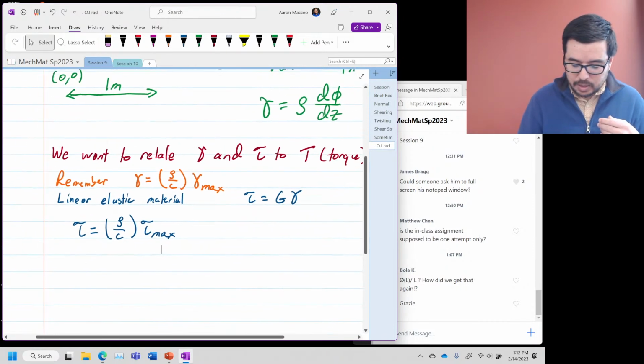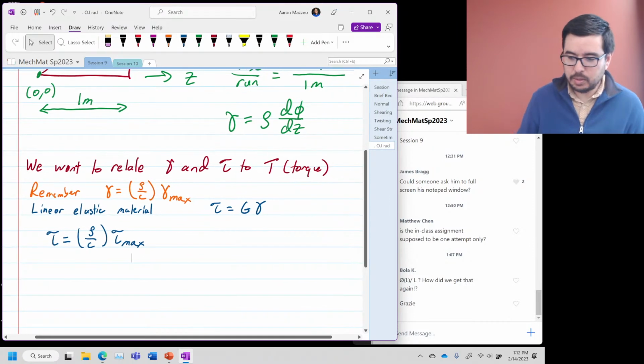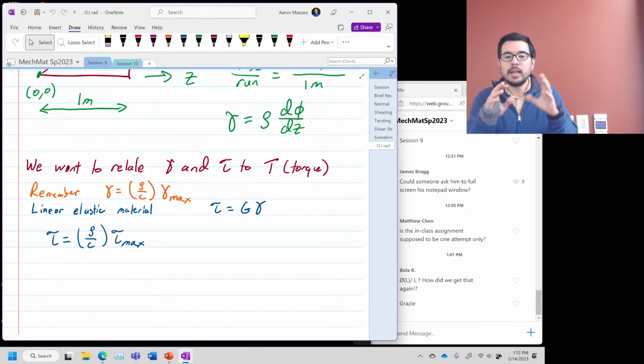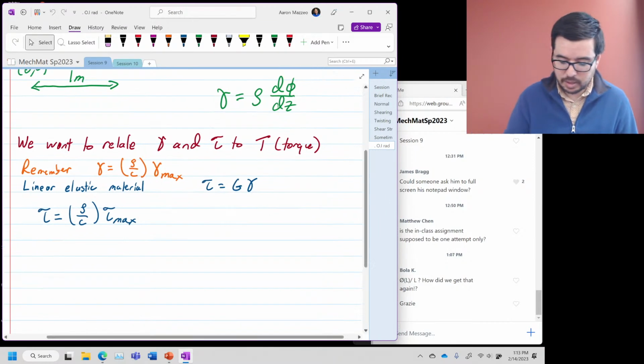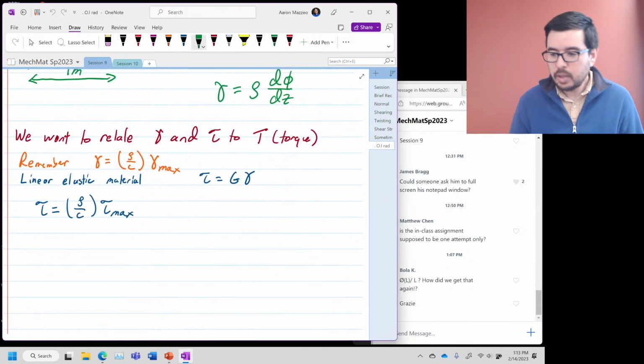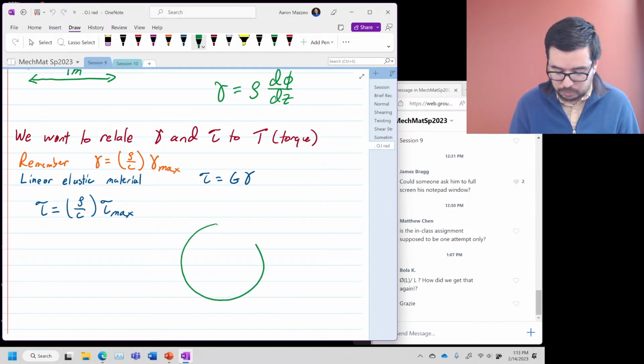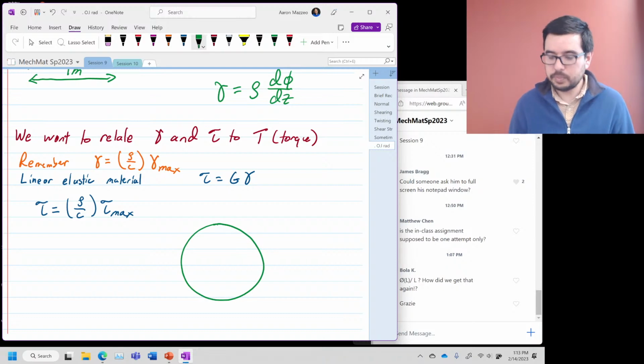Now, this is interesting in that we have a shear stress acting over an area. You get where we're going here. Shear stress acting over an area, which means that if we integrate that shear stress over the area, we can come out to what the torque is. So, here we go. A picture. There's our circle.